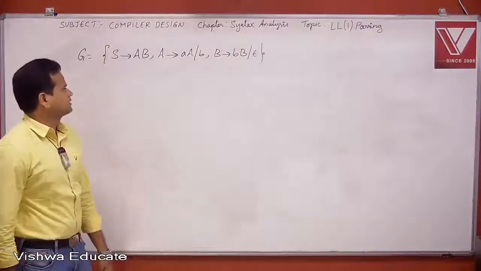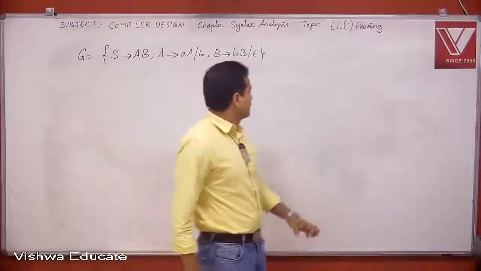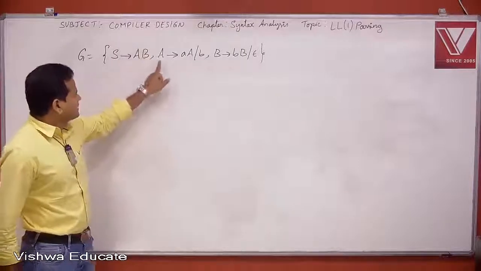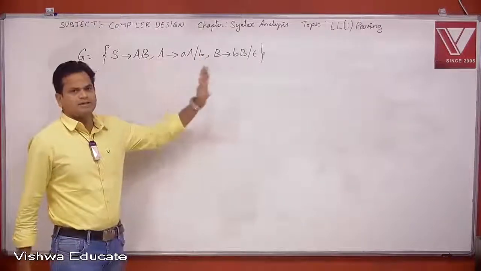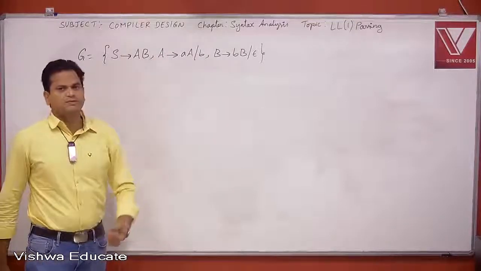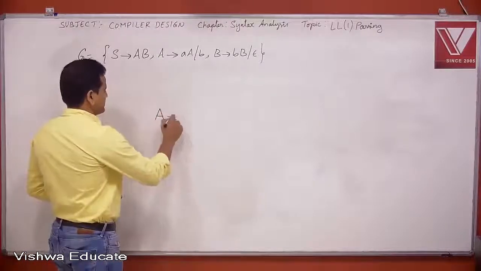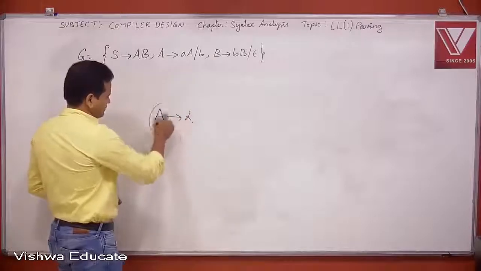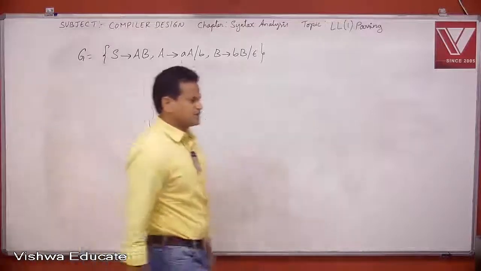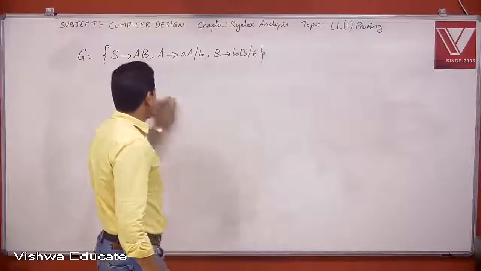Suppose this is the grammar. Is this grammar LL1 or not? Okay. What are the non-terminals in this grammar? S, A, B. Whatever is on the left side of the arrow are non-terminals. Only one non-terminal will be there in every production, because we are dealing with context-free grammar. In context-free grammar, there will be only one symbol on the left side of the arrow, that too a non-terminal. So here S, A, B are the non-terminals and the rest of the symbols are the terminals.